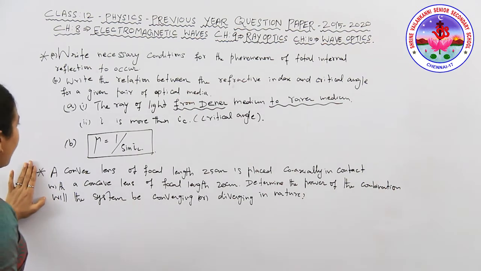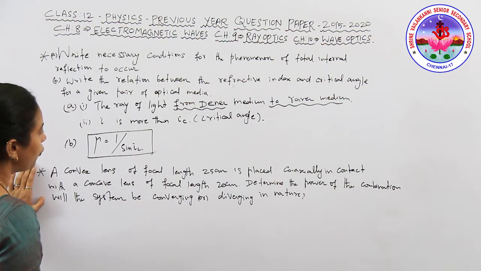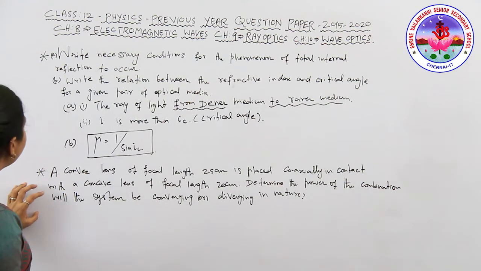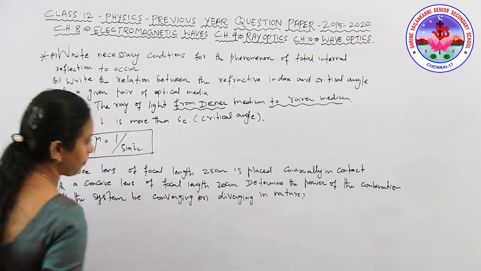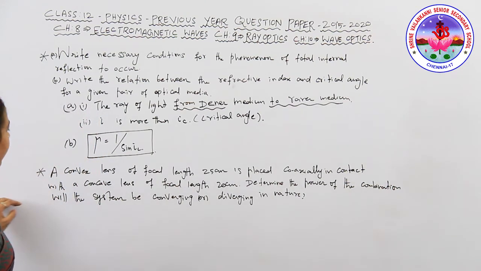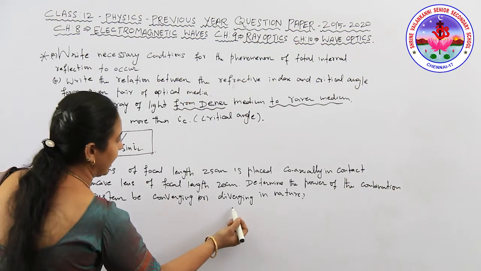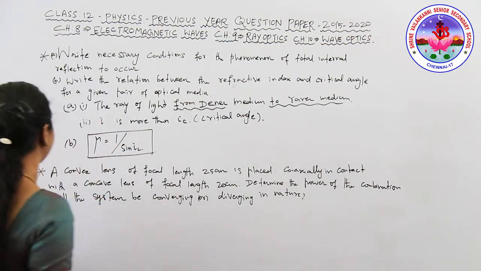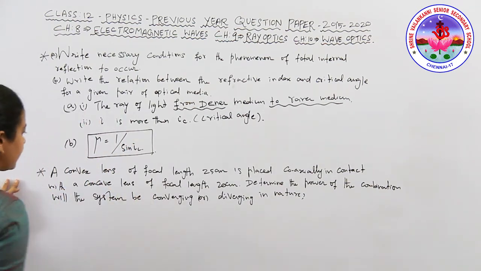Next question. A convex lens of focal length 25 cm is placed coaxially in contact with a concave lens of focal length 20 cm. You must determine the power of the combination, and whether the system will be converging or diverging in nature. We have to determine whether it is diverging or converging. They have given the convex lens of focal length.